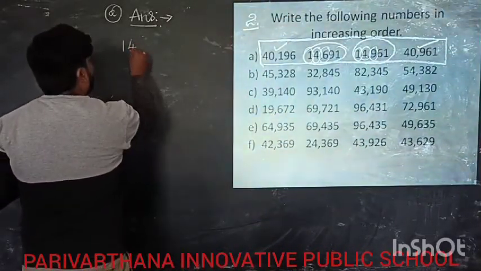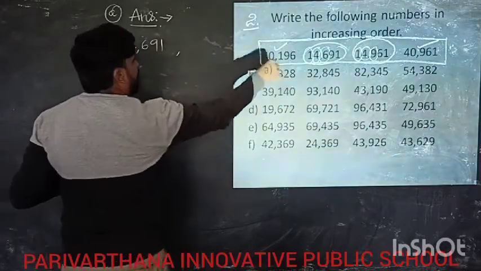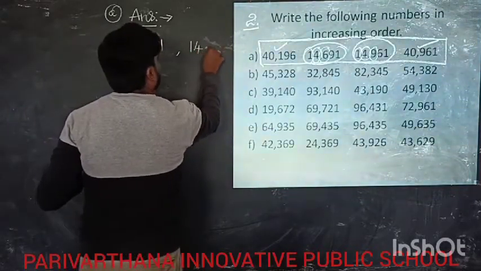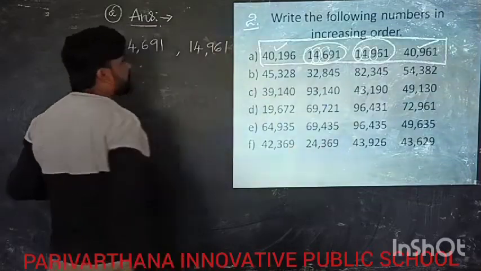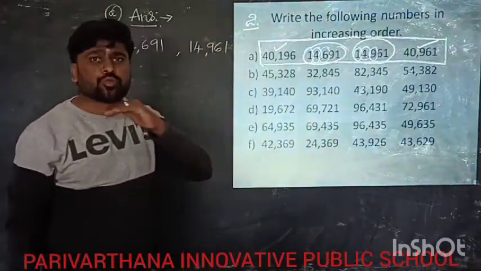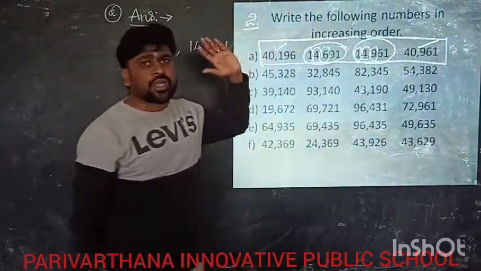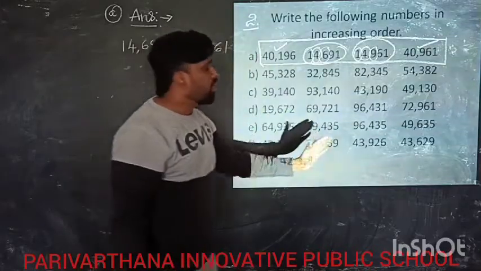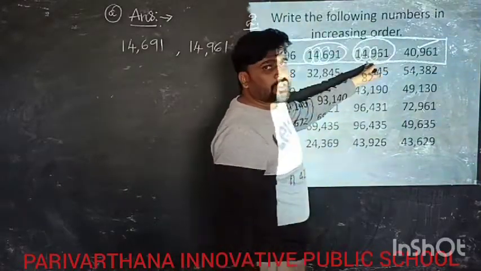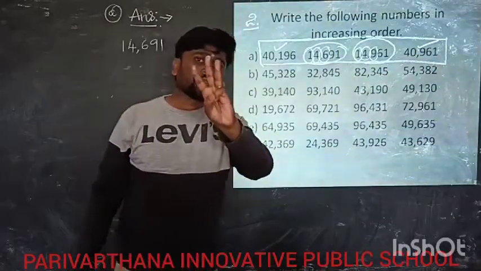Answer, first number will be 14,691 and second number will be 14,961. Clear? Now we are arranging the numbers from small number to big number. The first number is 14,691 and the second one is 14,961. Now we come to the third number.